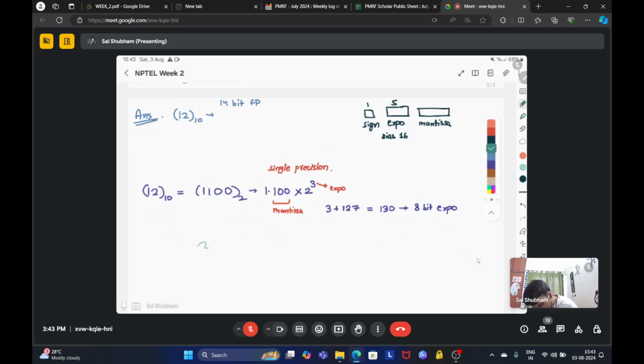In floating point, in 14-bit, you do like this: 0.1100 into 2 power 4.